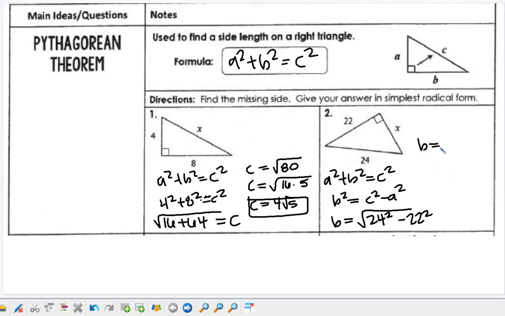So b is equal to, you can just plug that in the calculator. So 24 squared minus 22 squared is the square root of 92. And we need to find the largest perfect square, which is actually quite small. It's divisible by 4. 23 is prime and not a perfect square. So then b is equal to 2 square root of 23. Pythagorean theorem. Okay.